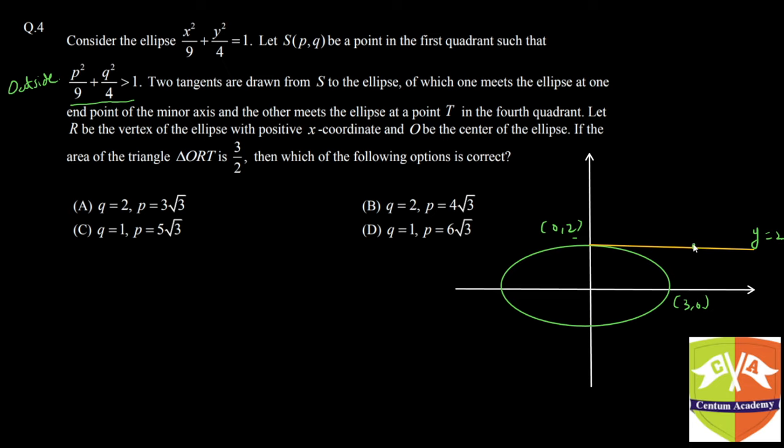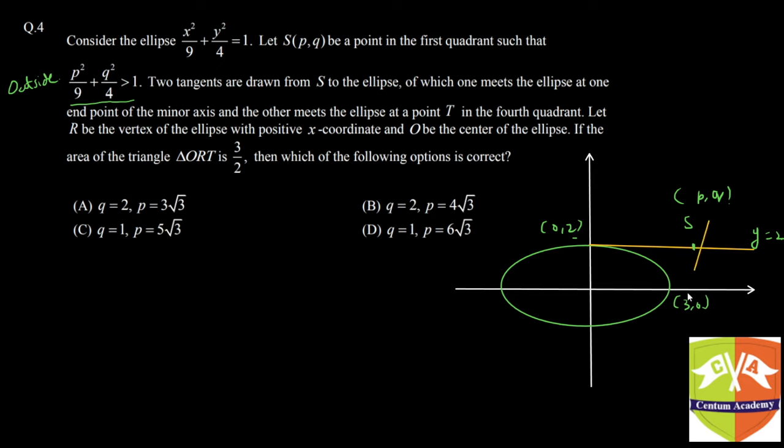And suppose the point (P, Q) is S, here. So basically, my Q will have to be 2. So we want to know what are P and Q. So Q has to be 2. That is there in option A and option B. So all we have to do now is find the value of P using the given information.